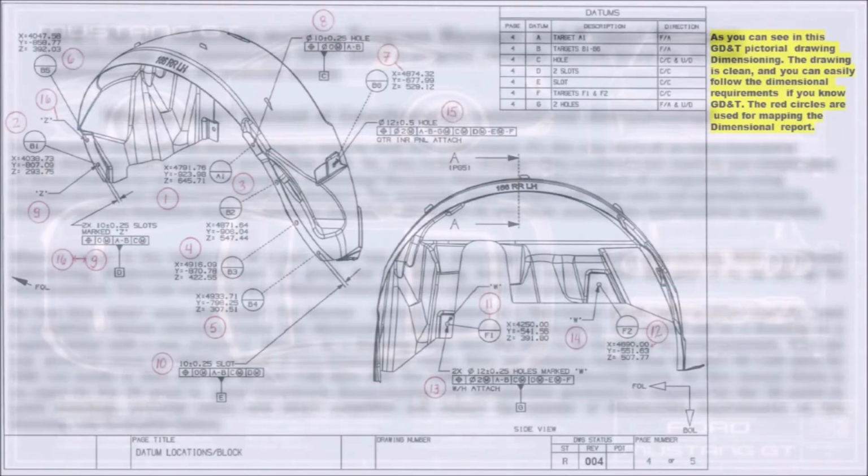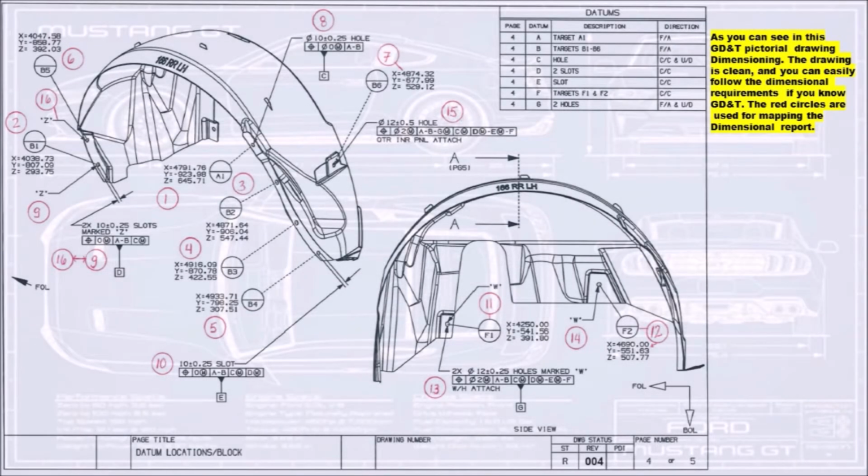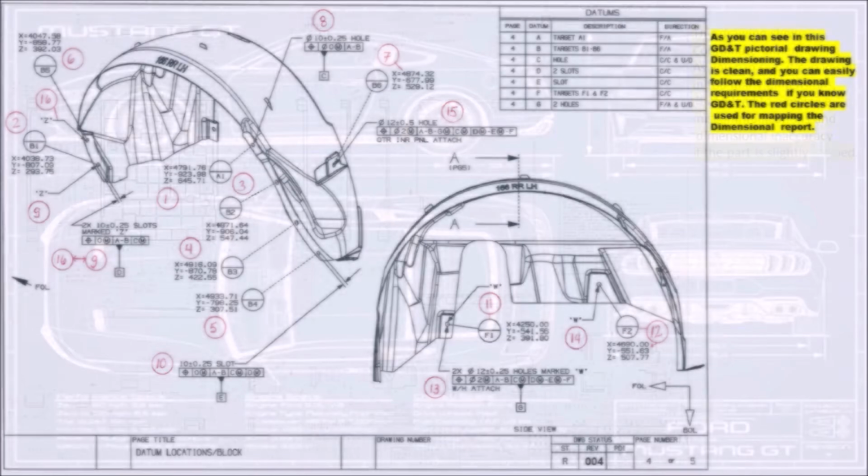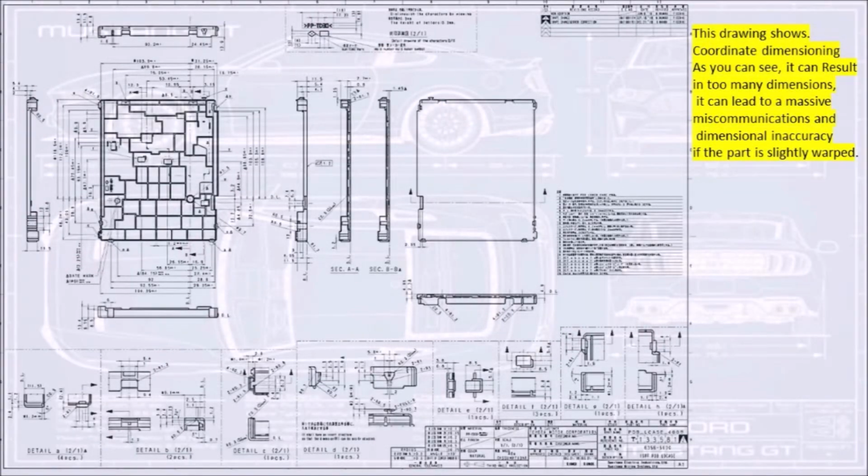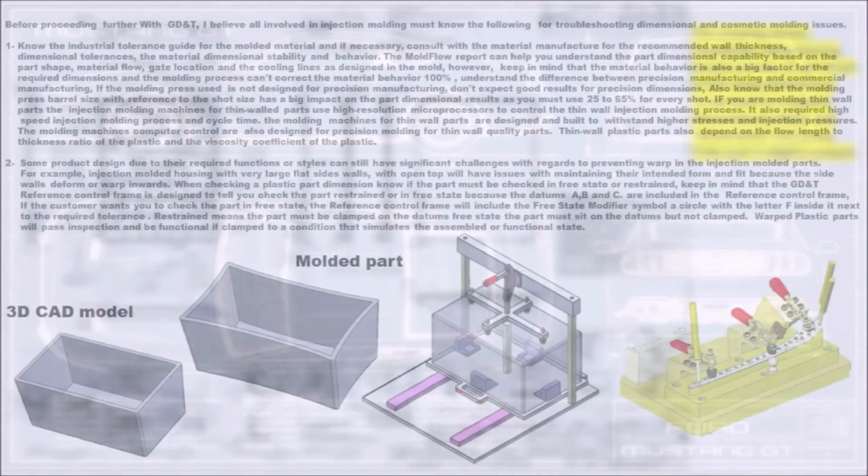See examples below. As you can see in this GD&T pictorial drawing, the drawing is clean and you can easily follow the dimensional requirements if you know GD&T. The red circles are used for mapping the dimensional report. This drawing shows coordinate dimensioning. As you can see, it can result in too many dimensions. It can lead to massive miscommunication and dimensional inaccuracy if the part is slightly warped.